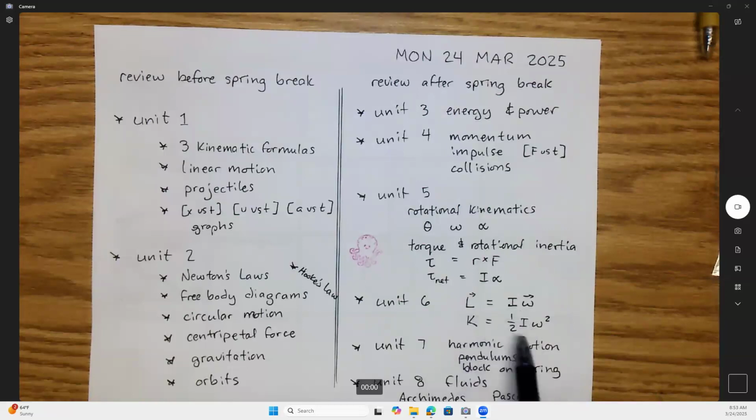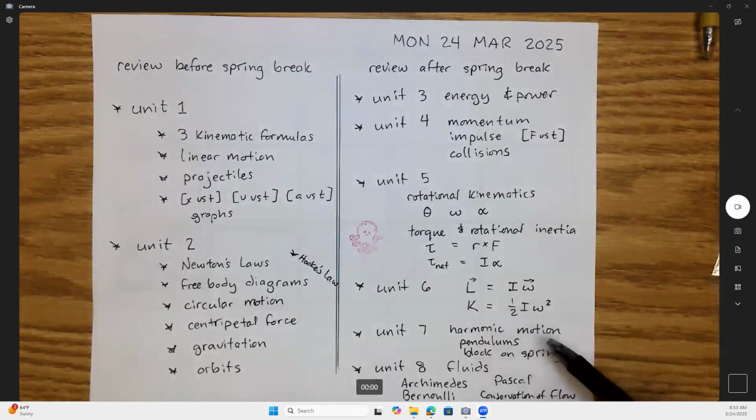Okay. There's also kinetic energy of rotating. So K equals 1/2 I omega squared. This is the energy associated with rotation. This can help you quickly solve like how fast is the object moving at the end of an incline. If it's rolled down an incline, you could use this.